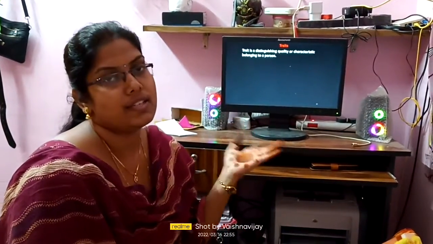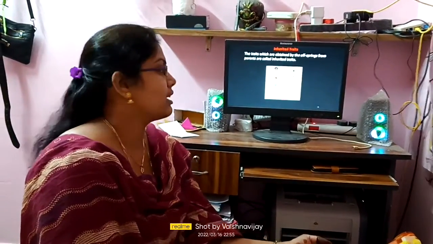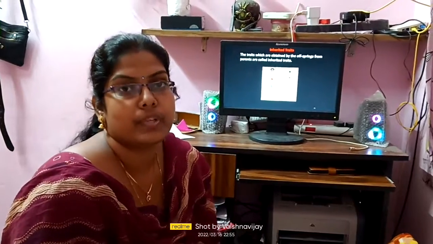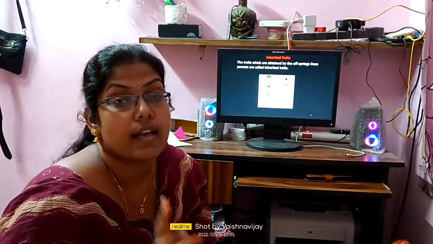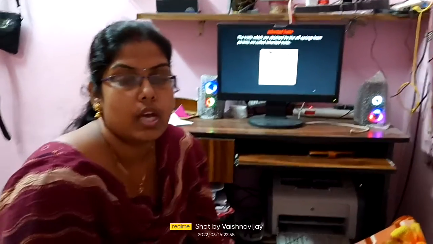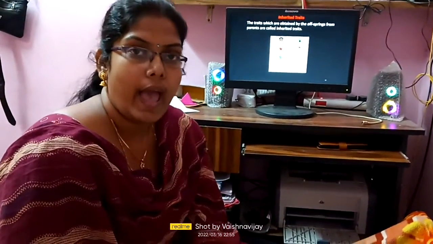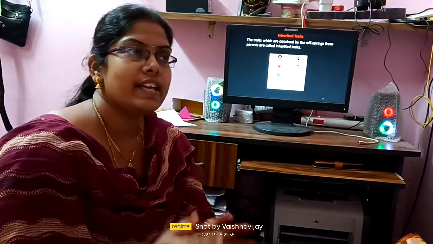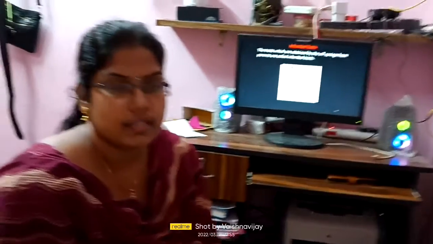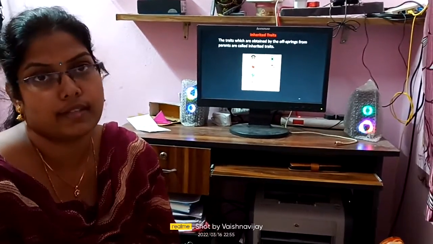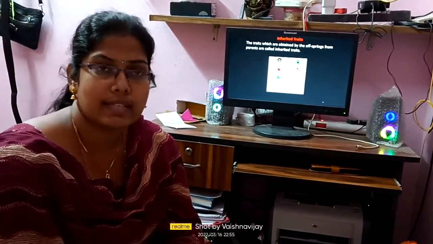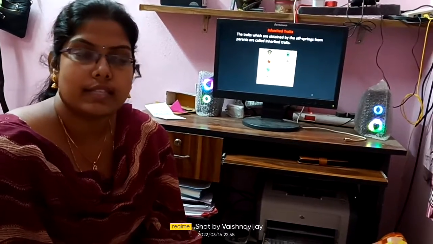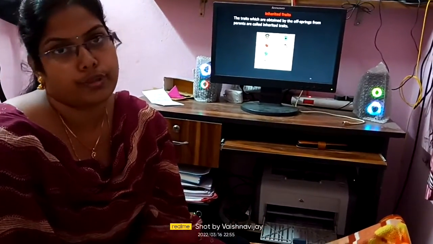And here the traits come. Just now I described a trait as a characteristic. And here, children, the traits are again subdivided into two types: inherited traits and acquired traits. What is an inherited trait? An inherited trait is a trait which is directly transferred from your parents to yourself, or even from your grandparents, siblings, cousins, aunts, like that. It might be in your family, and it is transferred to you.